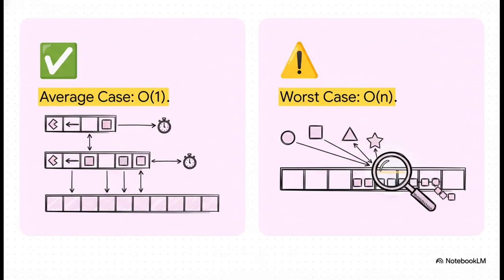And this brings us to performance. On an average day, which is pretty much every day, a dictionary lookup happens in what we call constant time. All that means is that it takes the same amount of time to find an item whether your dictionary has 10 things in it or 10 million. Now, in the extremely, extremely rare worst-case scenario where a whole bunch of keys collide into the same slot, performance can slow down to linear time. Then it has to search through that one slot's little list. But honestly, Python's hashing algorithm is so good that this almost never happens in the real world.